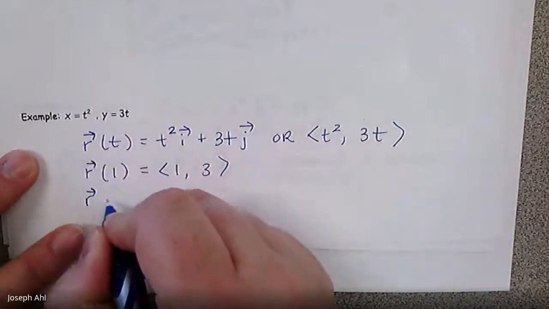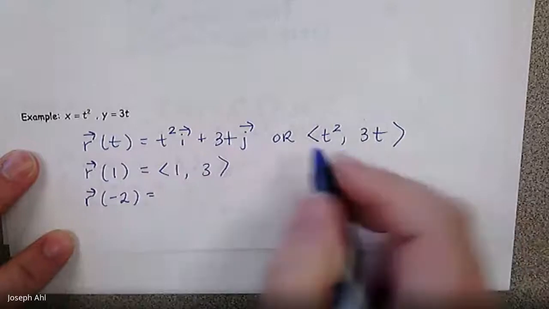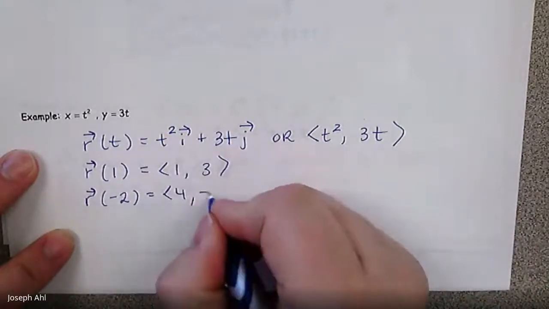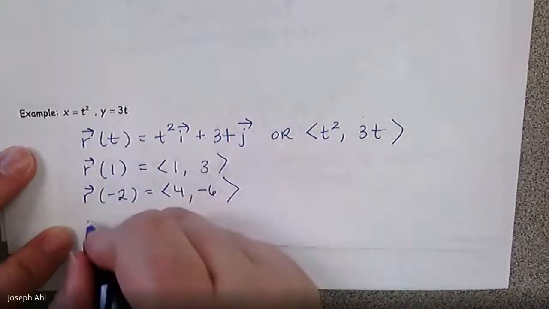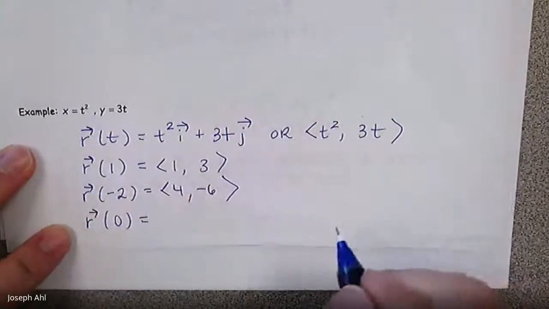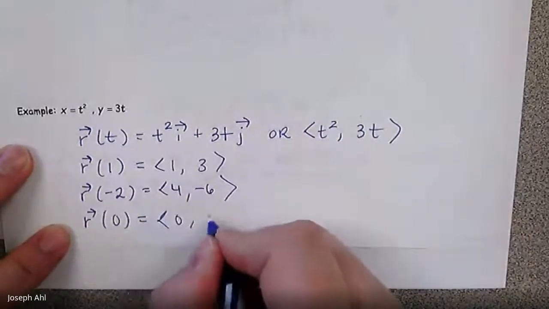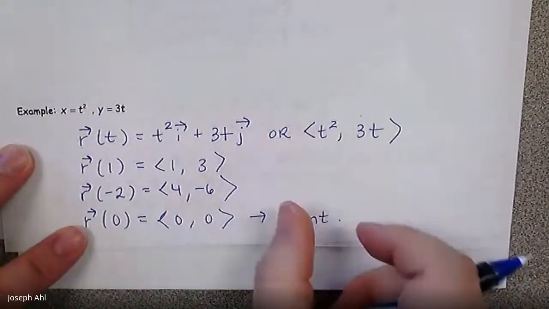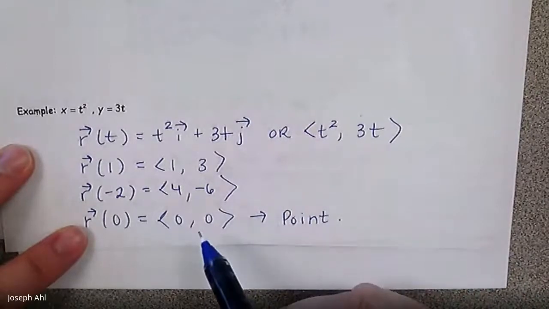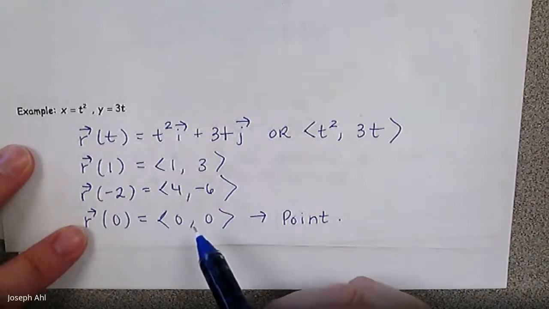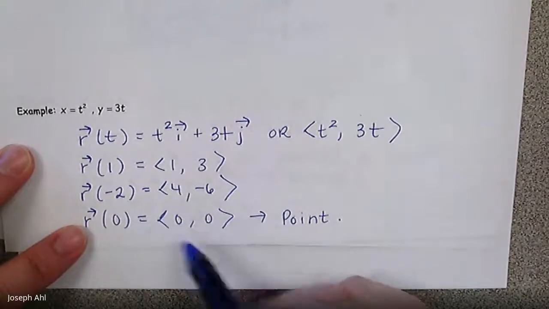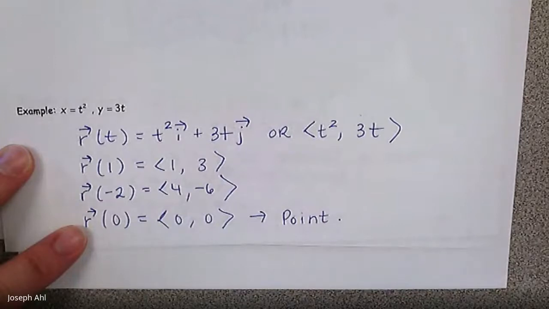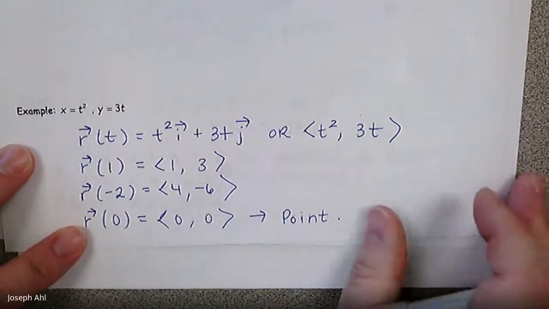We could do this at -2 if we wanted to. So -2 squared would be 4, and then 3 times -2 would be -6. And finally, if we were to do this at 0, we would get ⟨0, 0⟩, which uniquely is not quite a vector. It would just be a point at that location. This has no specific magnitude or direction. So if you plot the vector ⟨0, 0⟩, that zero vector, you're going to wind up getting a point and not a vector at all. The others are vectors in specific directions.